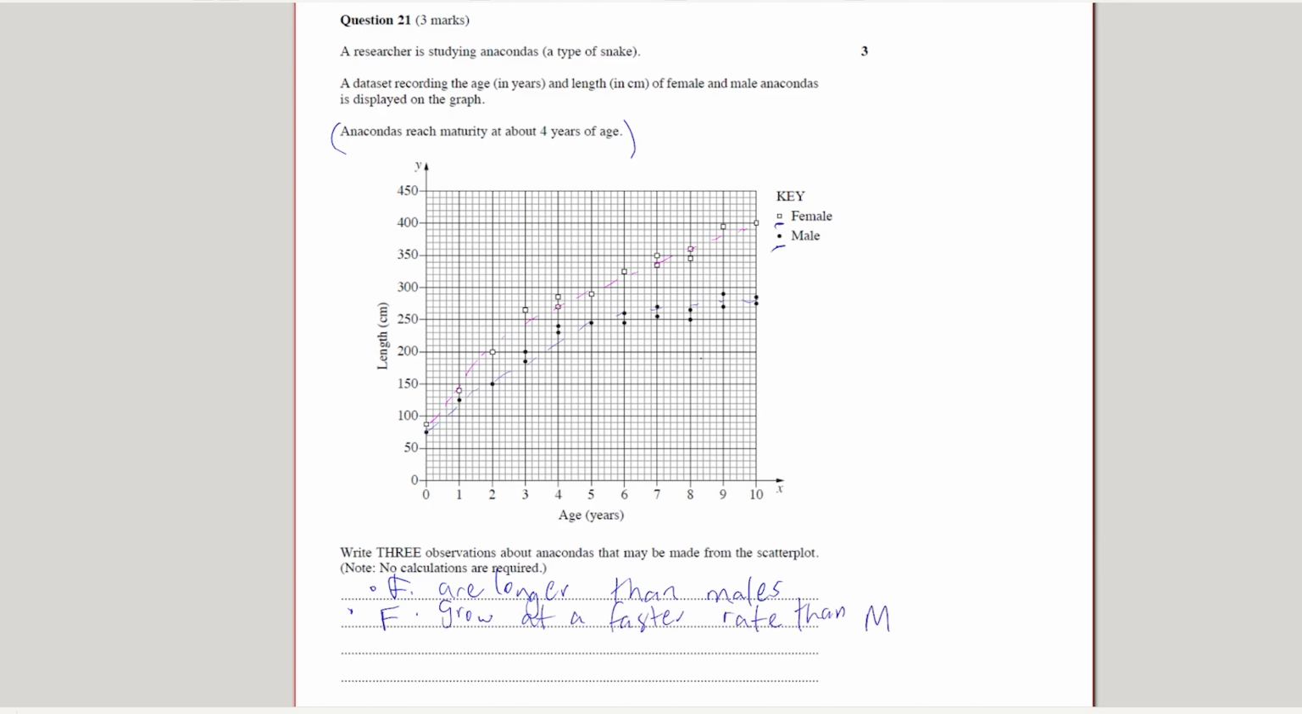And also, let's look at the age of maturity. That's 4. Age of maturity, you can comment something like that. Do they grow after that? Yep, they do grow after that, and over here they also grow after that as well. So both anacondas grow after the age of maturity, which is 4 years. Okay, and that's question 21.